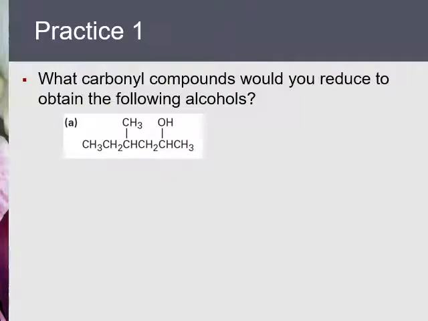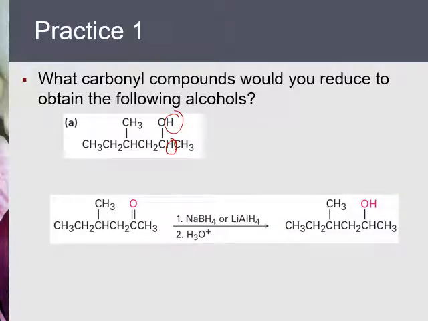Practice. What carbonyl compounds would you reduce to obtain the following alcohol? You may still remember that we did this exercise before when we studied the synthesis of alcohols. From carbonyl compounds, this hydrogen must come from hydride attack, and this hydrogen comes from protonation. And so the reactant must be this compound with a C=O double bond, and that's a ketone.